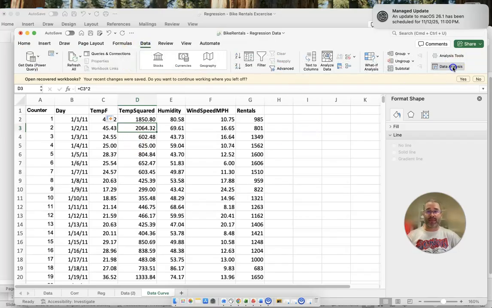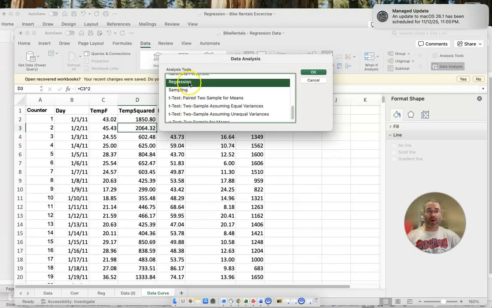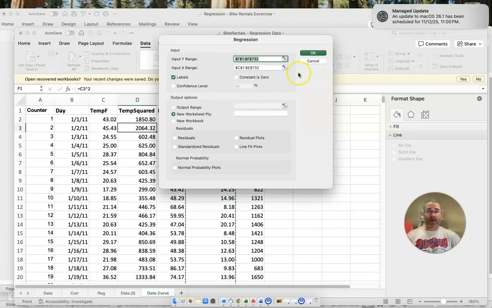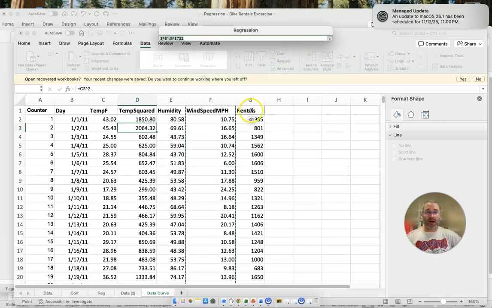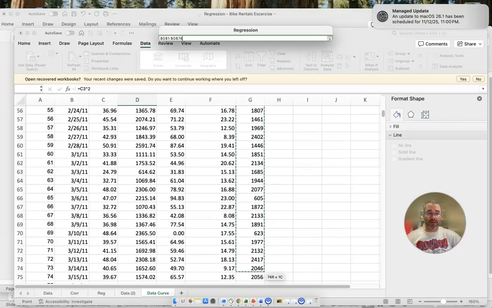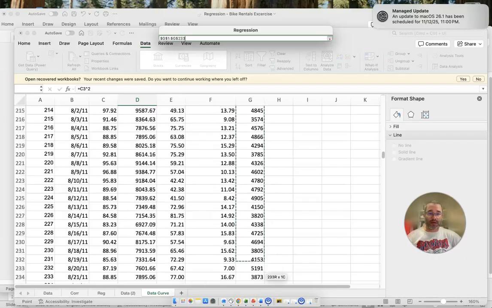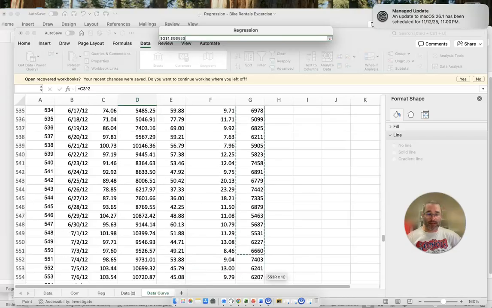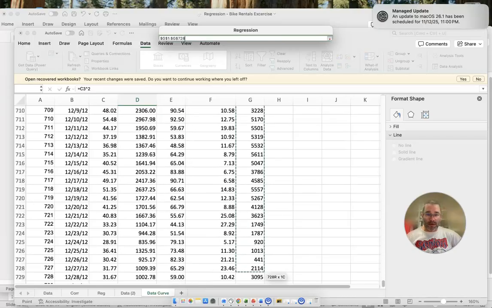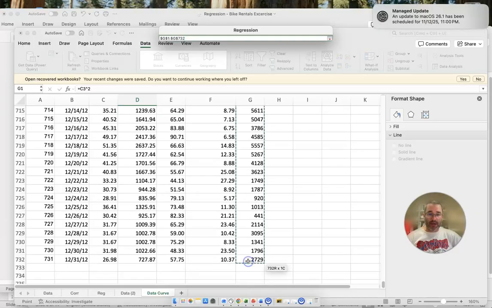Go back to data analysis. We're going to run one more regression, but this time we're going to use that squared term. Okay, our dependent variable is still rentals. So I'm going to select all of that data. This is a little tedious. Nonetheless, there we go.